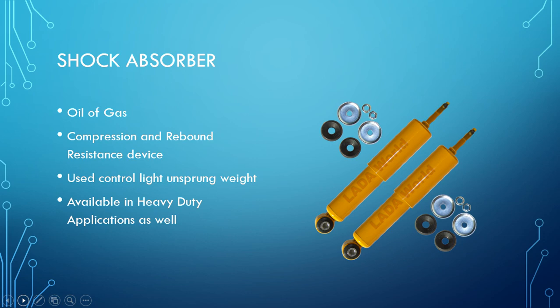The shock absorber is a derivative of the strut. The difference between a strut and a shock is that the shock itself is the dampener on its own and is mounted to a suspension separately with its spring. A strut assembly is compressed within a spring and mounting hardware as well. They come in oil or gas designs, a compression and rebound resistive device used to control light unsprung weight, available in heavy duty unit applications as well.